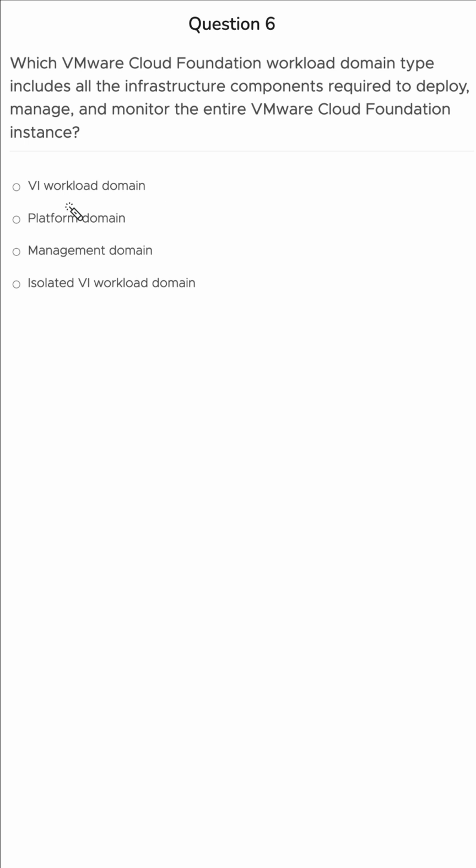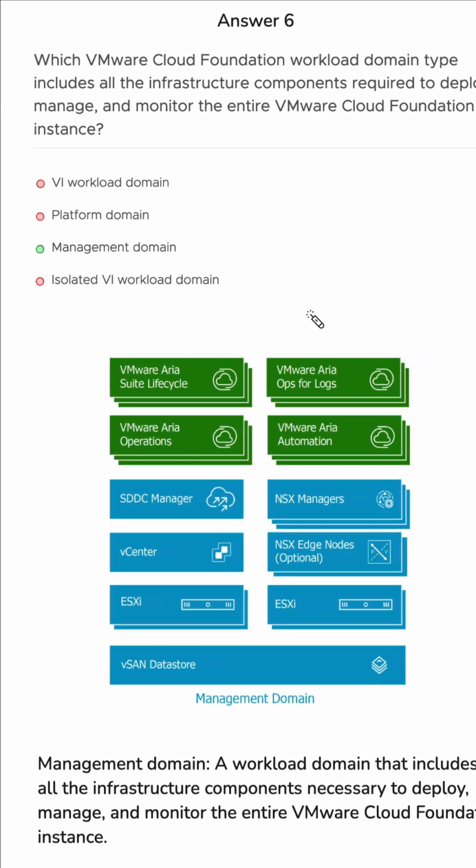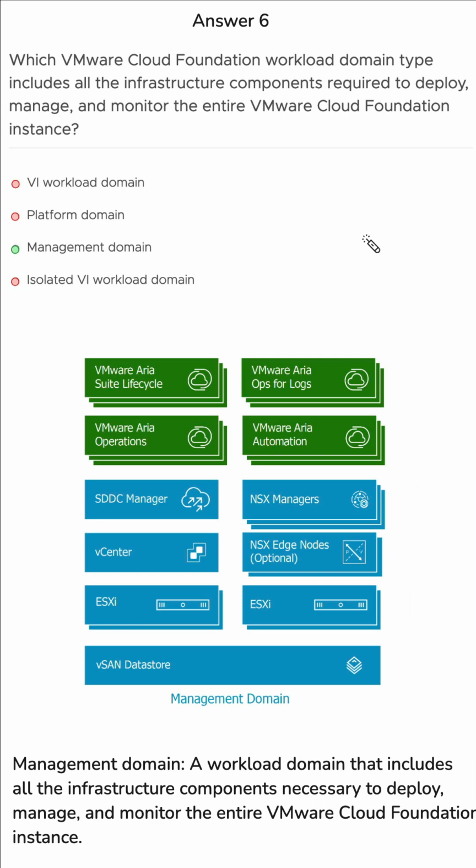What's the difference between a workload domain and an isolated workload domain? Well, with a workload domain, you are joining the same single sign-on domain, and you have a limitation of 15 workload domains in a single instance. With an isolated VI workload domain, you can go up to 26, because then you have a separate single sign-on instance. So the answer is the management domain.